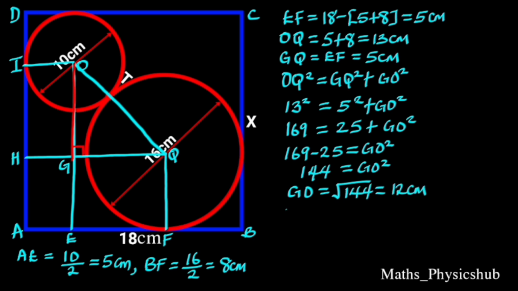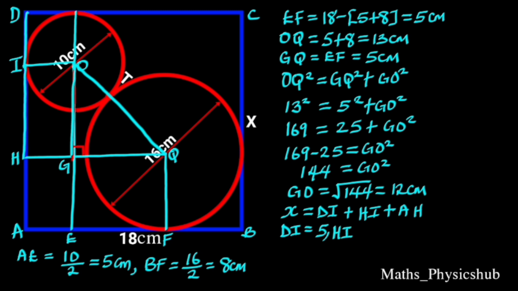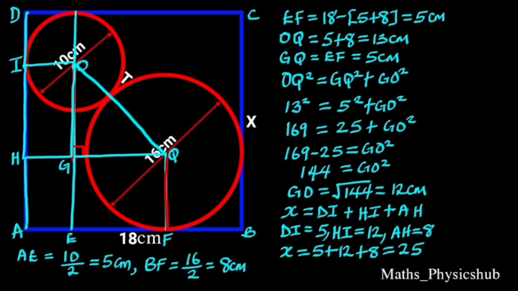To find x: x equals DI plus HI plus AH. Reason: opposite sides of a rectangle. DI equals the radius of the small circle, that is 5 centimeters, HI equals GO, that is 12 centimeters, and AH equals the radius of the big circle, which is 8 centimeters. Substituting these values will give us x equals 5 plus 12 plus 8, which equals 25 centimeters.